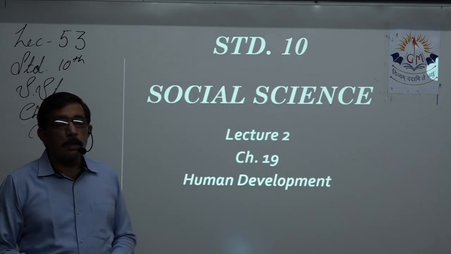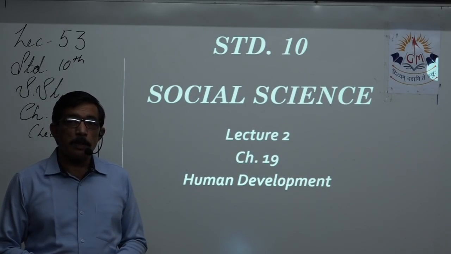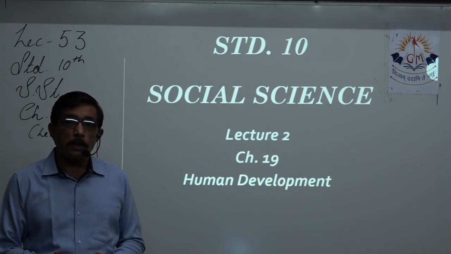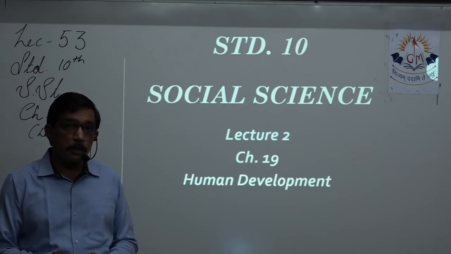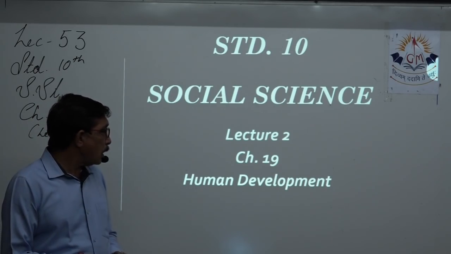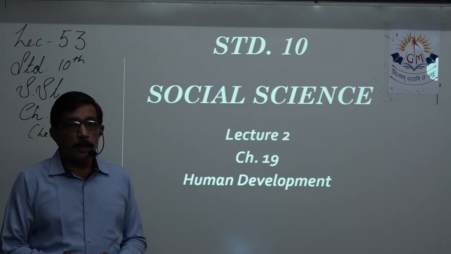Students, this is the second lecture for chapter number 19, which is the first chapter in the civics part of this 10th standard social science book. And the name of the chapter is Human Development.